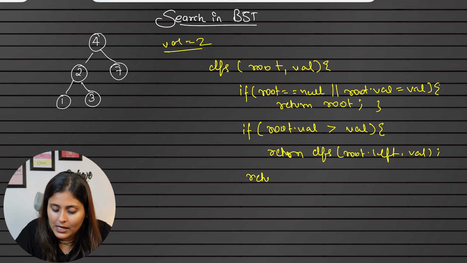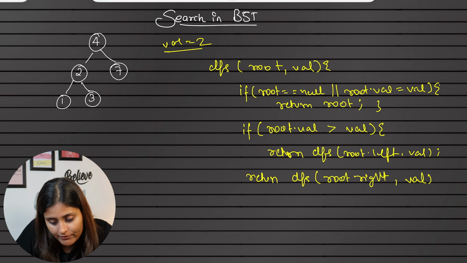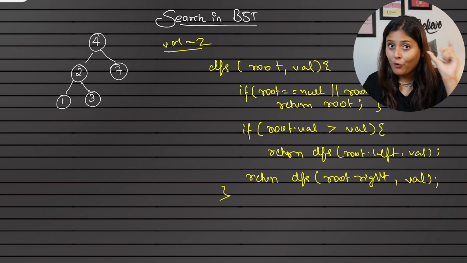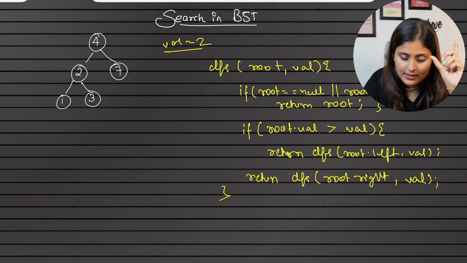You can simply say, without else also, return, call the same DFS call. Now go towards root dot right, means right side, and with the same value, and that's it. Yes, that's it, you're done. So basically what we did, let's visualize this through the stack call.